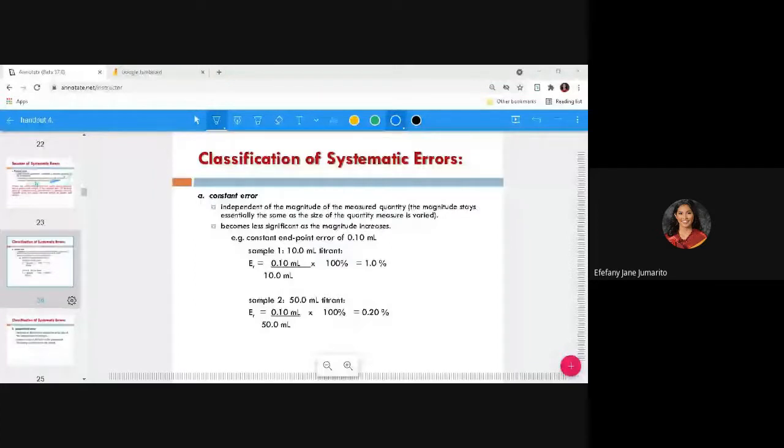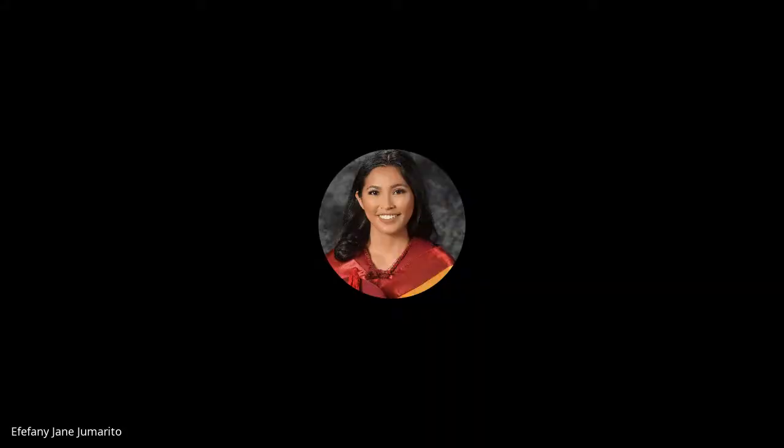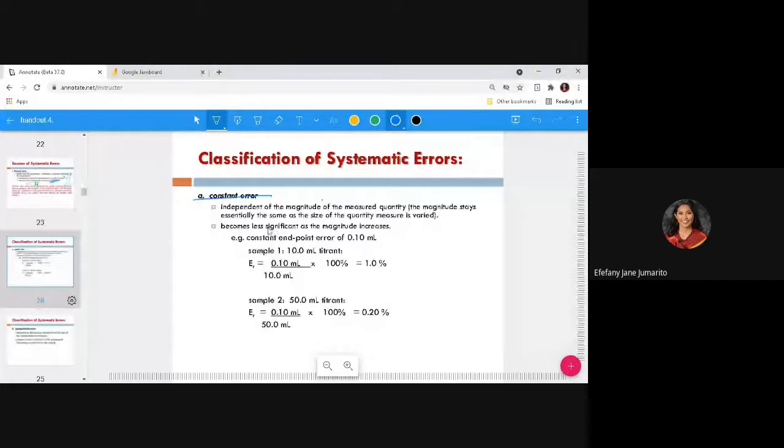Okay, so we have classifications of systematic errors. We have our constant error. When it's constant error, it is independent of the magnitude of our measured quantity. Constant error, it's the same. The same error. It is independent of our magnitude, the amount of our quantity. So the magnitude stays essentially the same as the size of the quantity measured is varied.